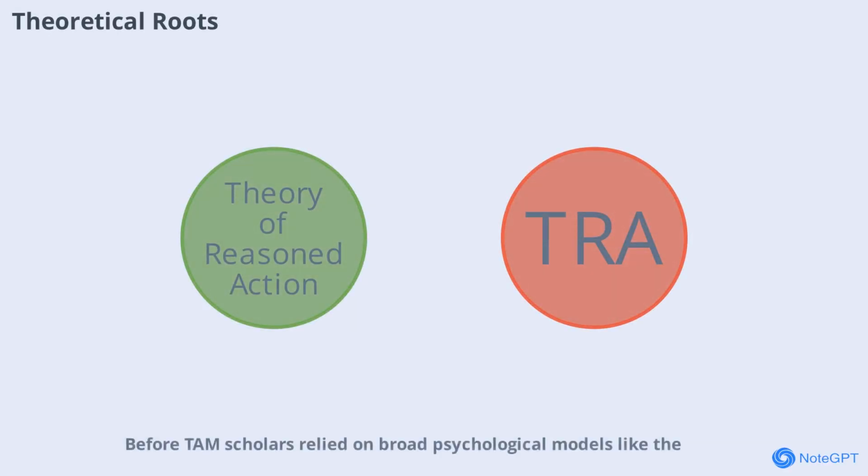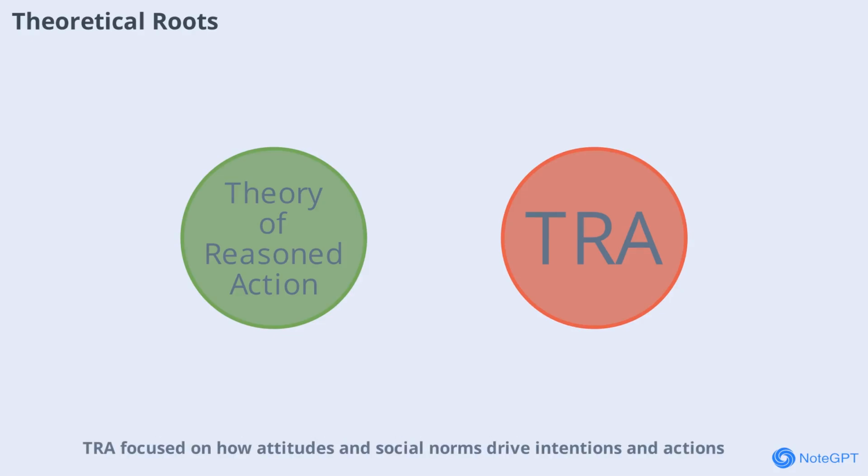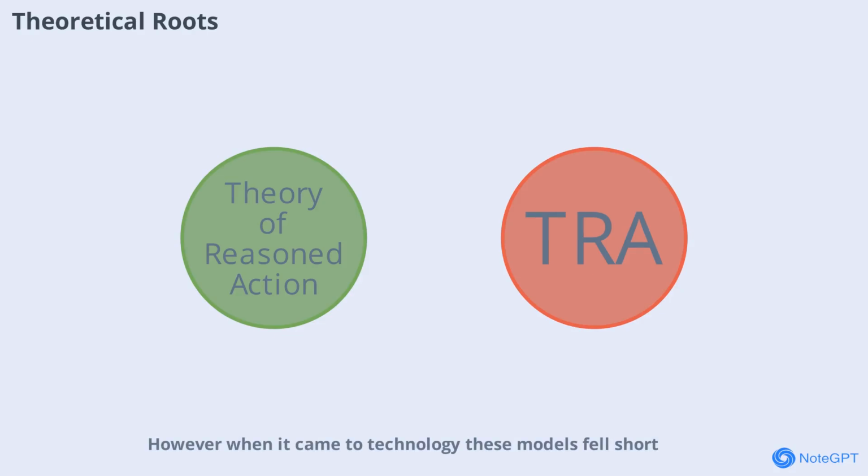Before TAM, scholars relied on broad psychological models like the theory of reasoned action, TRA, to predict human behavior. TRA focused on how attitudes and social norms drive intentions and actions. However, when it came to technology, these models fell short. Technology adoption involves unique trade-offs, such as balancing a system's benefits against its complexity. Fred Davis recognized this gap and, with his colleagues, adapted TRA's principles to create TAM. By focusing on technology-specific beliefs, TAM offered a more precise way to understand why people embrace or avoid new systems.